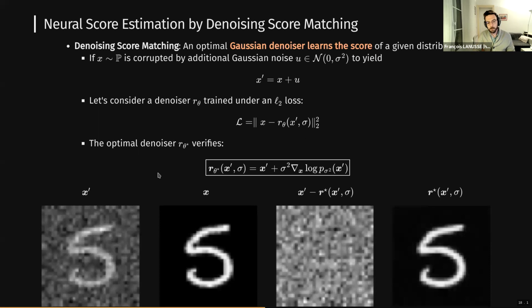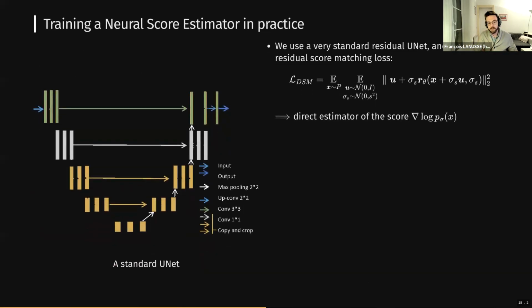And here is what this would look like on some simple data. I have some perfect examples from my implicit distribution. I noise them, and I train my denoiser to recover this image here on the right, which is without noise. And the output of my denoiser, this thing in the middle, is actually a direct estimate, almost direct estimate of the score field. So it's super easy to train. That's why I mentioned it. It's one of my favorite generative models these days, because it almost always works.